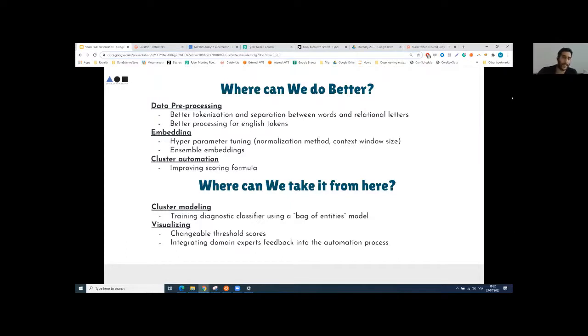And actually, we presented it to K-Health, and they were very excited, and we discussed where we can take it from here. Instead of the bag of tokens that Hernan used, we can try to use a bag of entities and see whether a classifier will be better. It's very interesting to know. And about the from results to insights part, the application, we can make more parameters adjustable, like the threshold. Another interesting idea that came up is that we can integrate domain expert feedback into the automation process, thus enhancing our model.